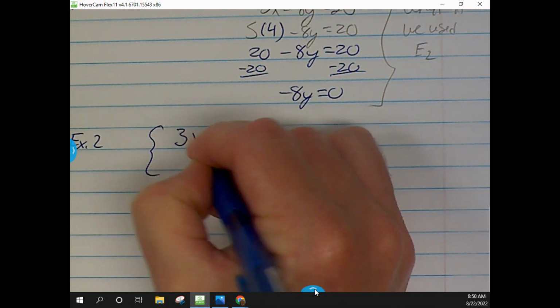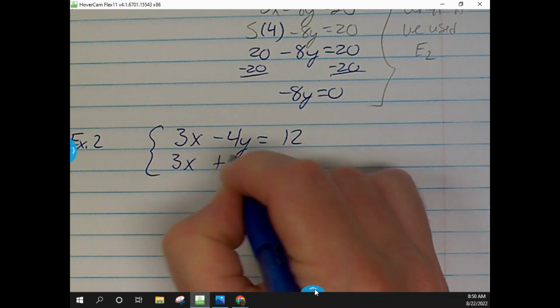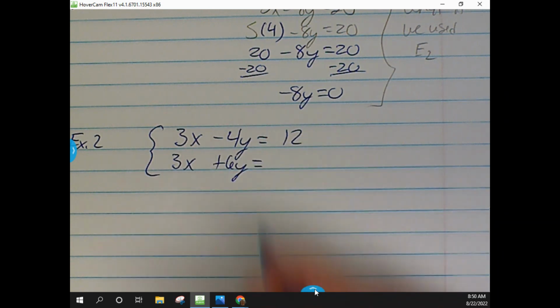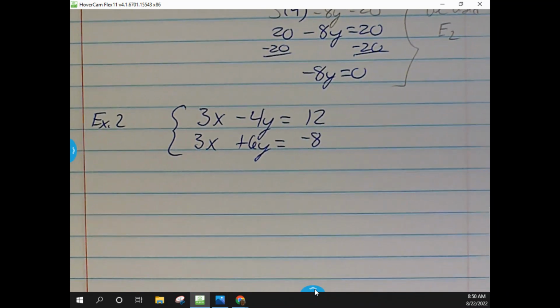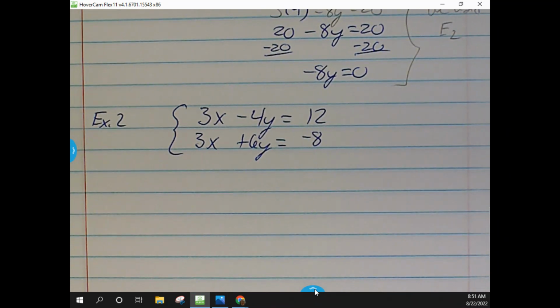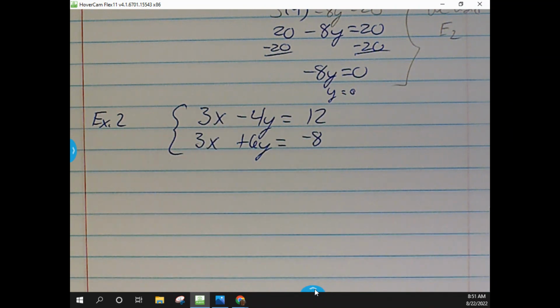Let's go with 3x minus 4y equals 12. And then 3x plus 6y equals negative 8. All right, so this time we're close. We've got the right numbers on the x. We've got a positive 3x. We've got another positive 3x.